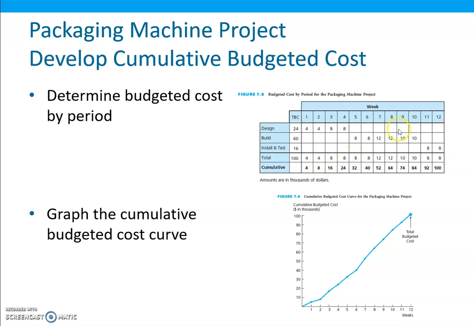And then we can add these totals together. This is 4, and then 4 plus 4 is 8, 8 plus 8 is 16, 16 plus 8 is 24, and so on up to a total of 100. So if we plot it against time against this cumulative cost, we will get this curve.